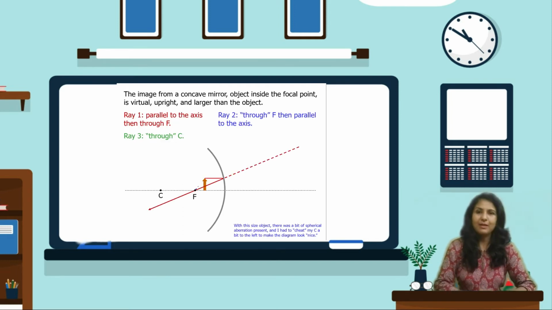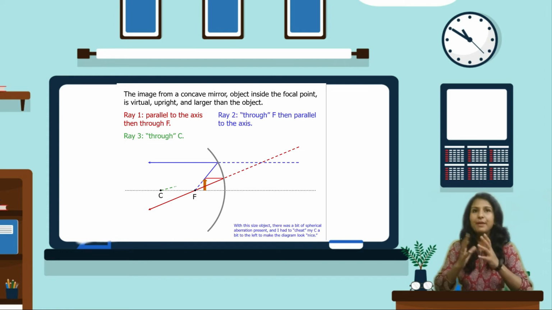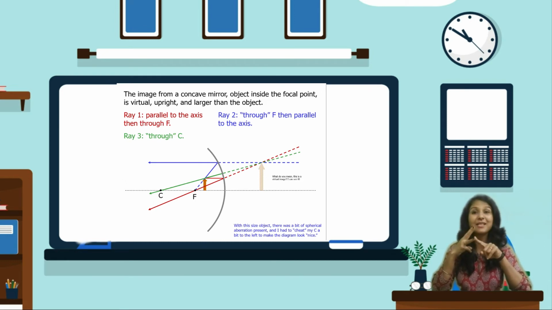Now continue with our images. The image from a concave mirror, for an object inside the focal point, is virtual, upright and larger than the object. You can see in the picture how ray 1 is parallel to the axis, then through F. Ray 2 through F, then parallel to the axis.